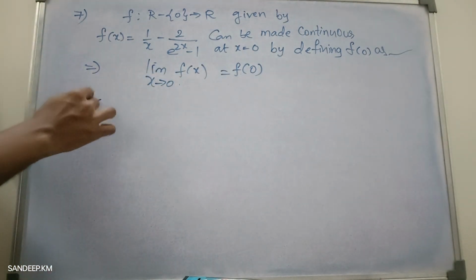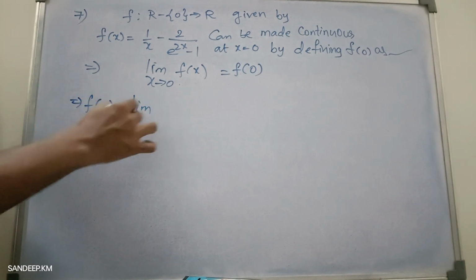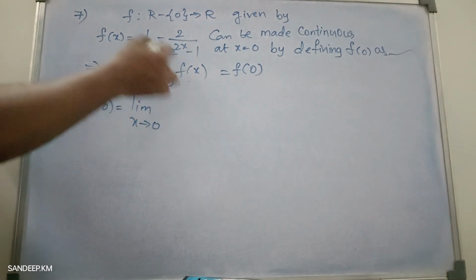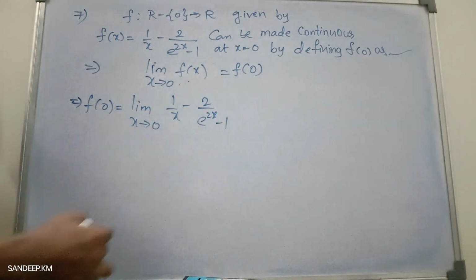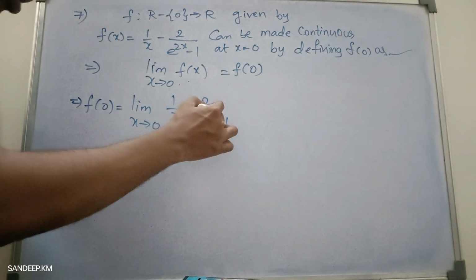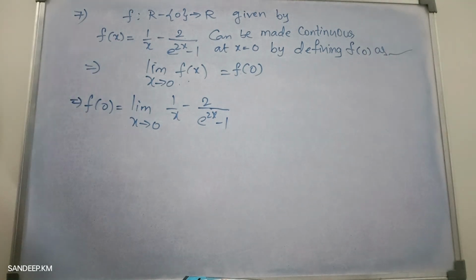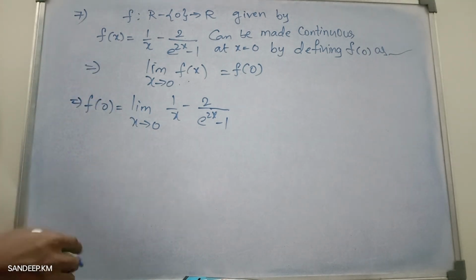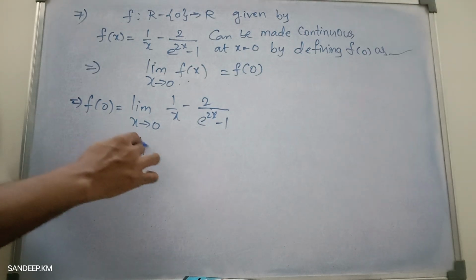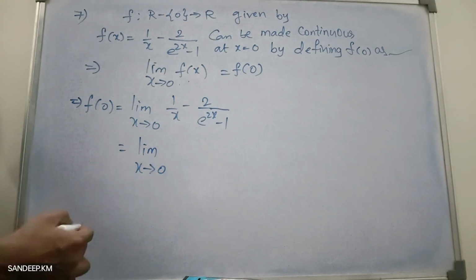So therefore, f of 0 is equal to limit x approaches 0, f of x, which is 1 by x minus 2 by e power 2x minus 1. In case you are following my videos from the limits chapter, obviously you can do this question. Pause the video and solve it. Certainly you will get the answer. Okay, anyhow, let me continue explaining it.